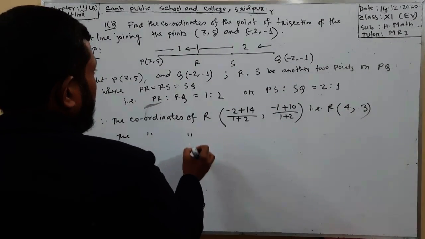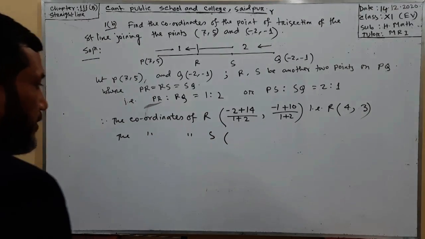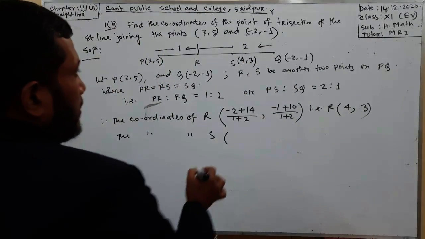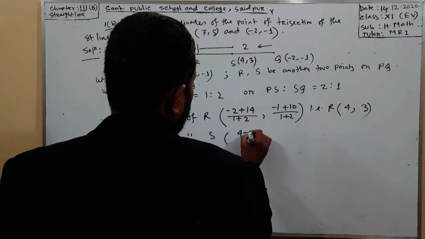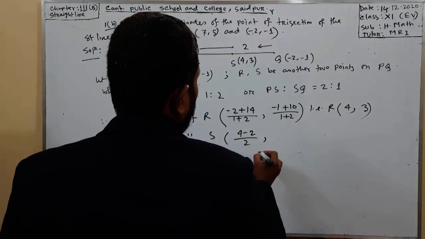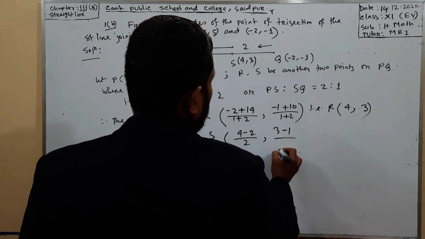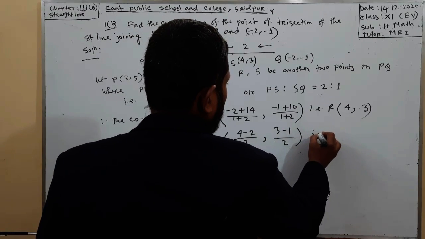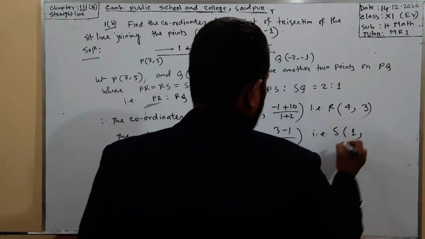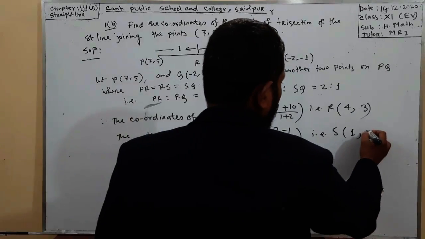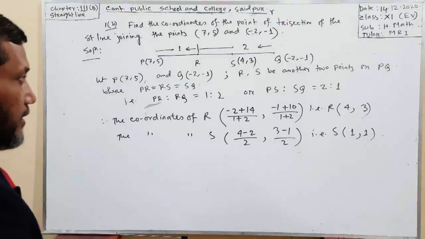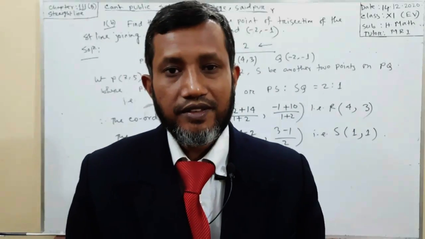The coordinates of S, since here R is (4, 3), so (4 minus 2) by 2, (3 minus 1) by 2, that is, this will be 1 and 1. This is the required answer. Thanks for watching my class. Stay home.